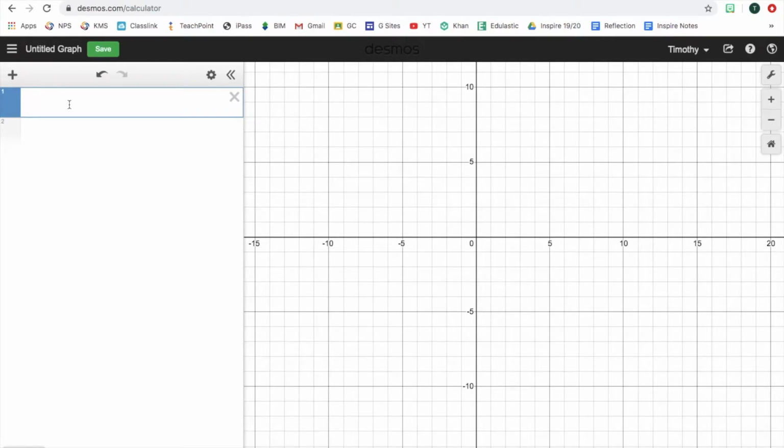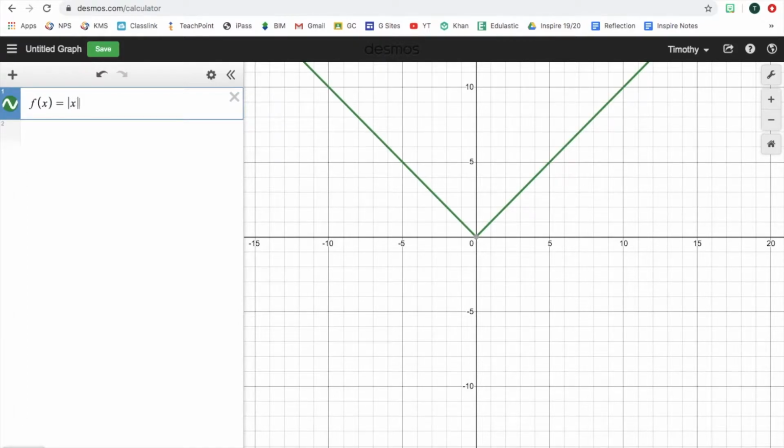Hi guys, this is just a quick review on vertical and horizontal stretches and shrinks, as well as reflections and translations for absolute value functions. I'm just going to get into it. Hopefully this helps. So I'll have our parent function f of x equals the absolute value of x. That should be a relatively familiar function right now.